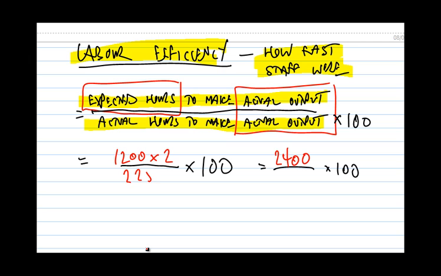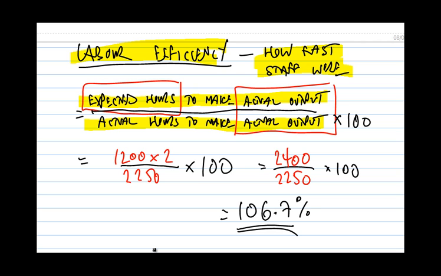Now you can see we expected them to take 2,400 hours, they actually took only 2,250 hours. They've clearly been a bit faster than expected. They've clearly taken a little bit less than 2 hours per unit. Now, if I work the calculation out, 2,400 divided by 2,250, then multiply by 100 just to turn it into a percentage, I get something around 106.7% if I round it to one decimal place.